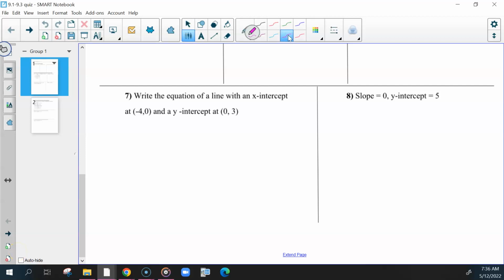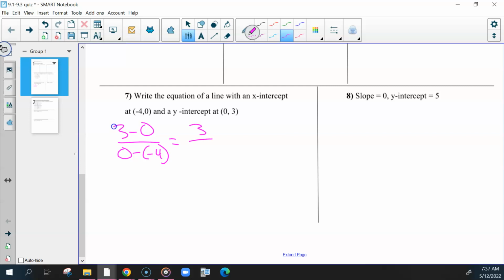So for this type of question, you need to find your slope first. Graphically, you would have to draw a graph, not use the one that's given up there, and find your slope like that. Or algebraically, you would have to find your slope. So 3 minus 0 over 0 minus a negative 4.